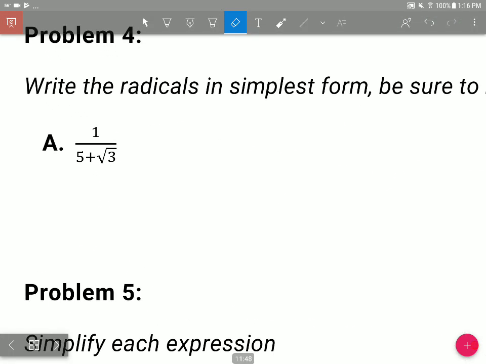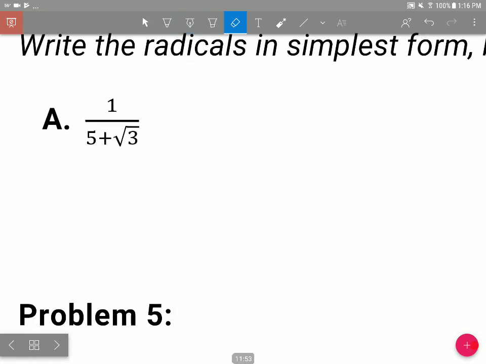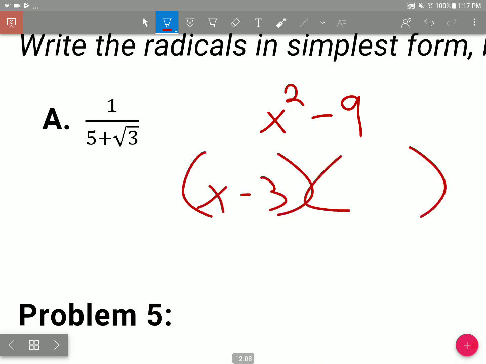Problem 4. Write the radical in simplest form. Okay, so this one's a little bit different because we no longer have just a radical. It's a radical plus or minus something down there. Okay? So let me give you a little bit of something. If I were to factor this, let's say x squared minus 9. Do you remember how to factor that? X minus 3 and x plus 3. Okay, those are conjugates of each other. Remember, they're the same thing, but one's got a plus and one's got a minus. And the nice thing about conjugates is there is a 0 for a middle term. There is no middle term.